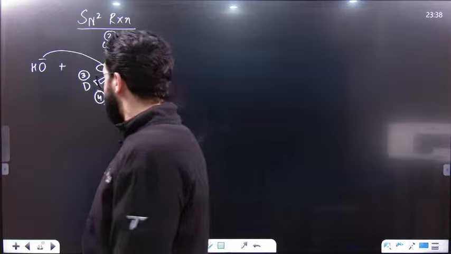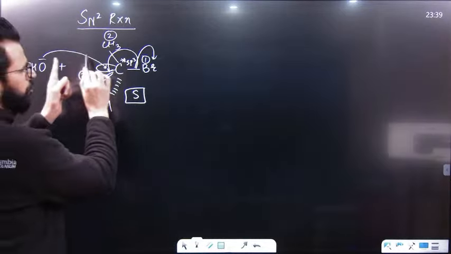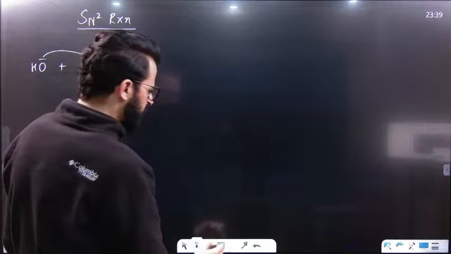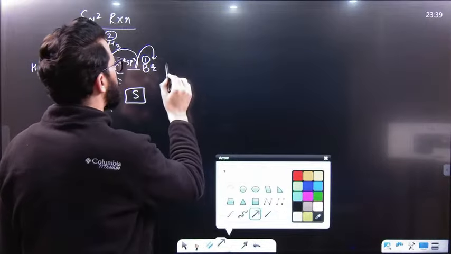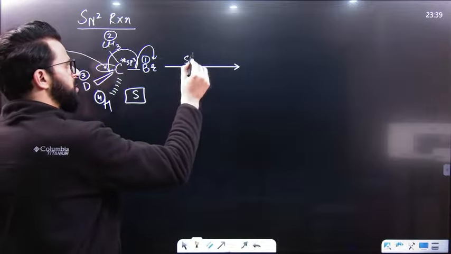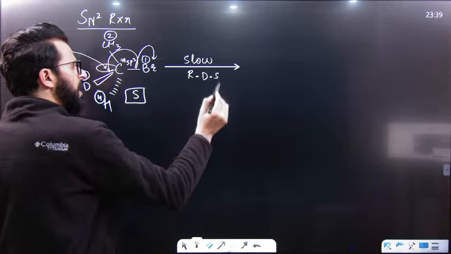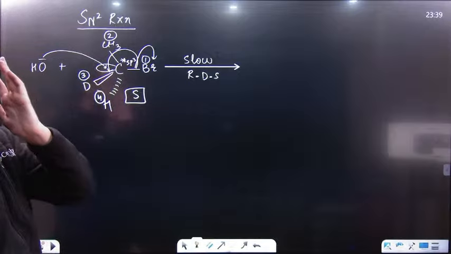Now, when it attacks from the backside, this bond will be broken. So formation of this bond and breaking of this bond takes place simultaneously. That's why this is known as a concerted mechanism or single step mechanism. So this step is the slowest step and the rate determining step of the reaction. And this reaction is believed to occur via a transition state.